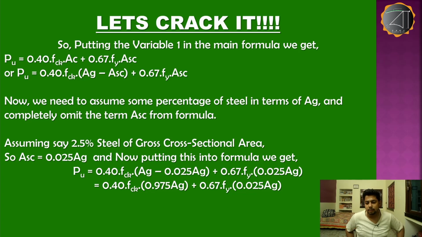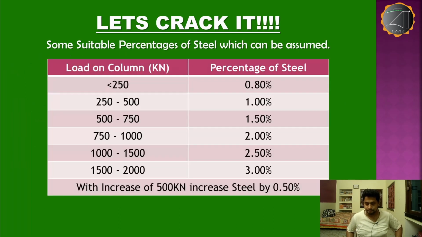Now putting this into the formula, we get that Pu equals 0.40 multiplied by fck multiplied by Ag minus Asc. Now Asc comes to 0.025 Ag, plus 0.67 fy multiplied by Asc. Again we put 0.025 Ag in terms of Ag, the steel area we have taken in place of Asc. So if we calculate, it will come like 0.40 fck, 0.975 Ag plus 0.67 fy multiplied by 0.025 Ag.